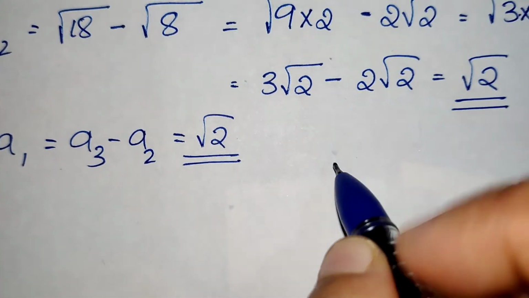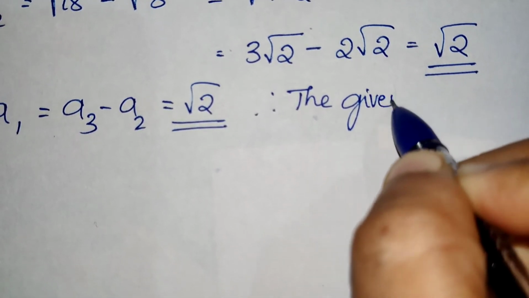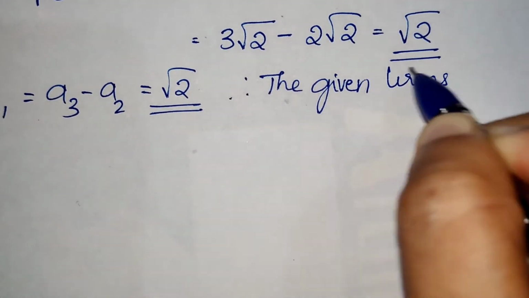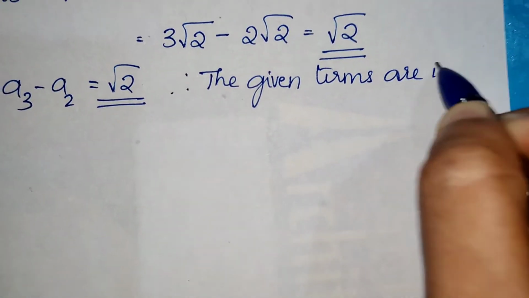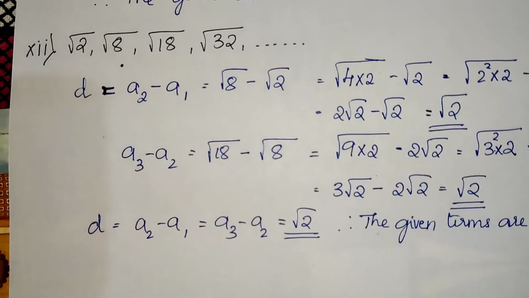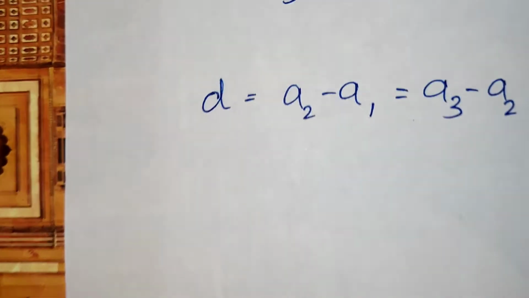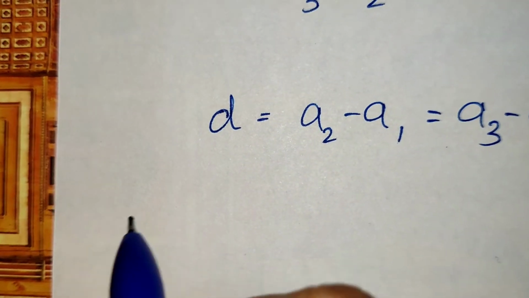Therefore, the given terms are in AP. Now how to find out the next term? We have A1, A2, A3 and A4. So we need A5. So how to find A5?